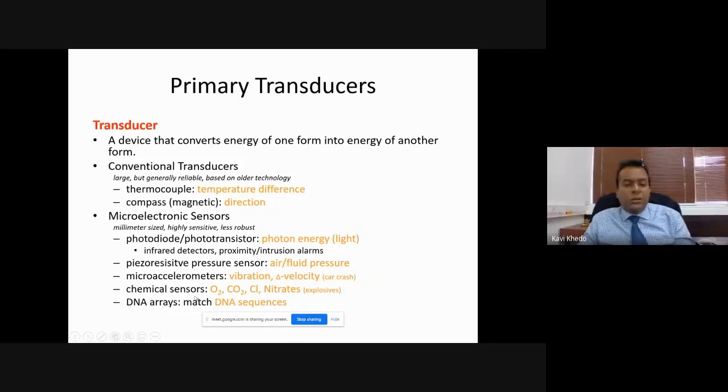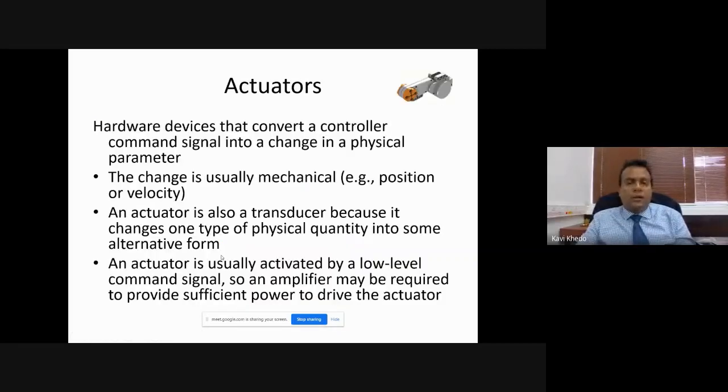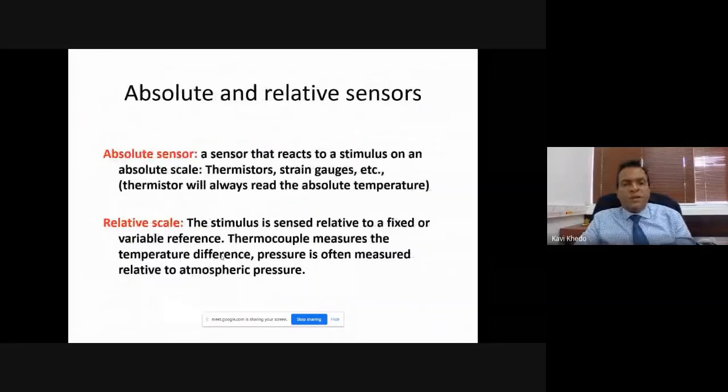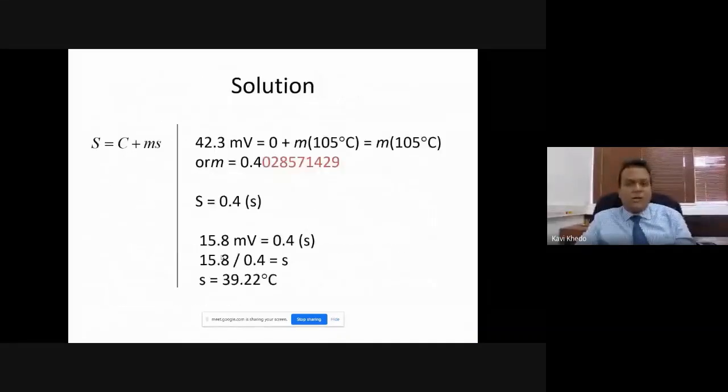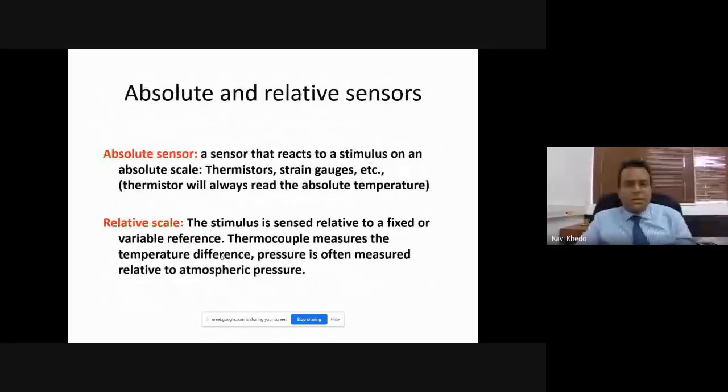You have chemical sensors, depending on what you are reading: O2, CO2, carbon dioxide, carbon monoxide, oxygen levels, nitrates, whatever. It can measure the level of these gases, for example, in the air. So these are examples of microelectronic sensors. And I've already explained that in those sensors there are sensing elements that react to this physical phenomenon. So this was our discussion on the different types of sensors, and especially this functional relationship is very important.